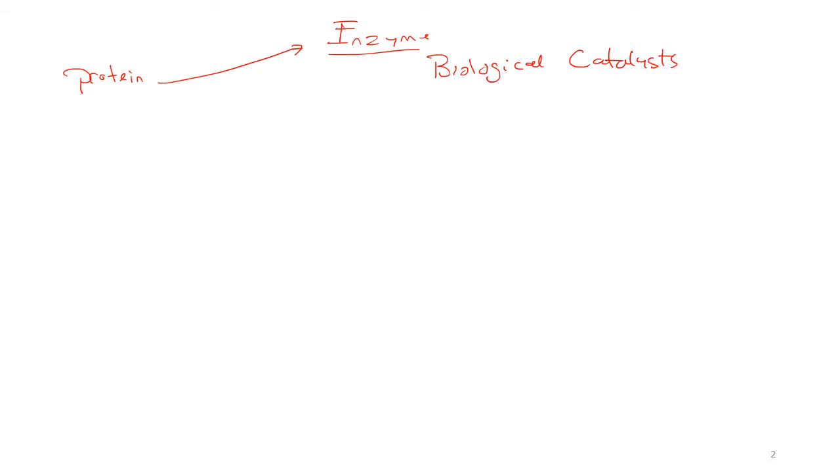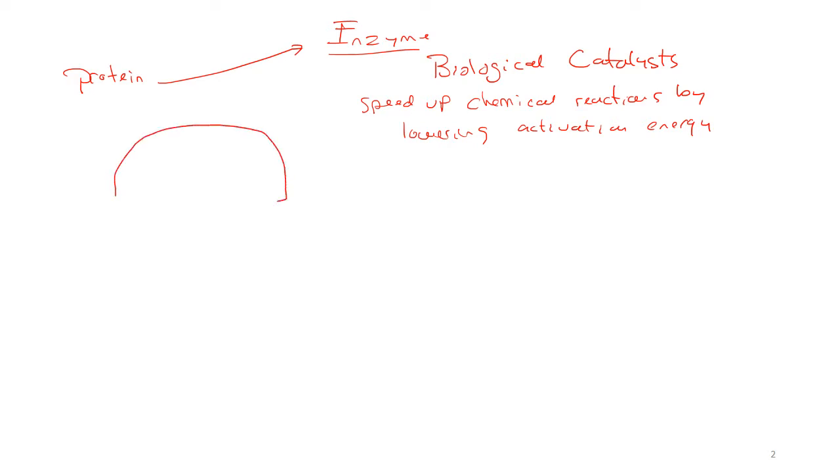And these biological catalysts basically work by speeding up chemical reactions, and they do this by lowering activation energy. Now, activation energy is going to be described here in a second, but I want to draw it for you. An enzyme has a very particular shape.